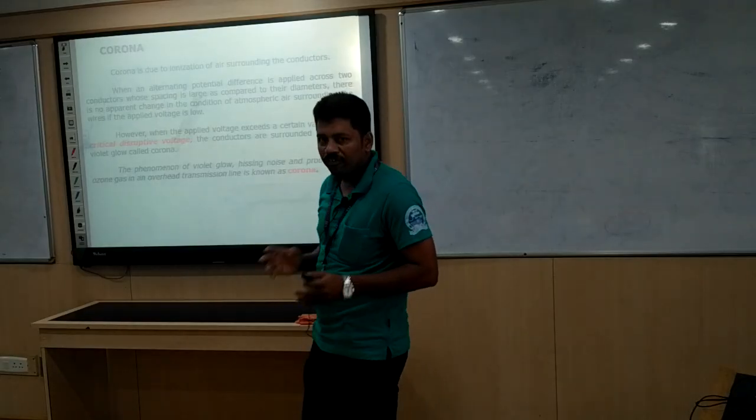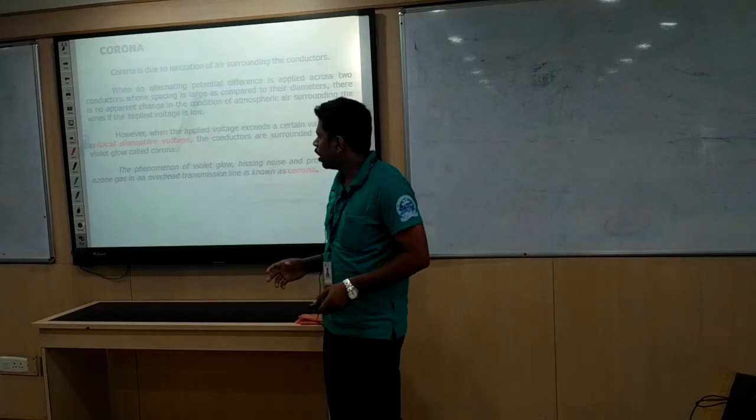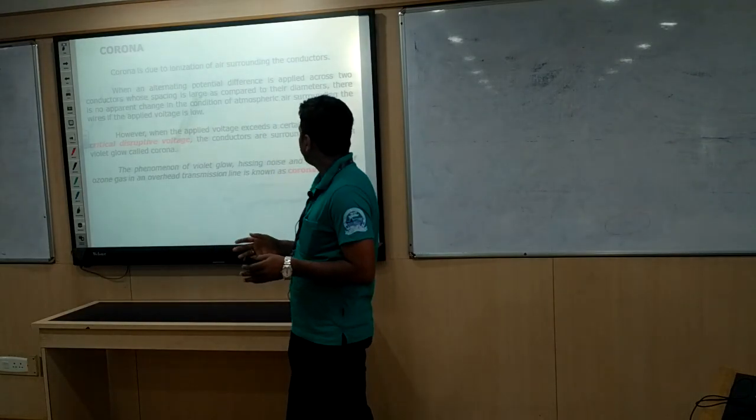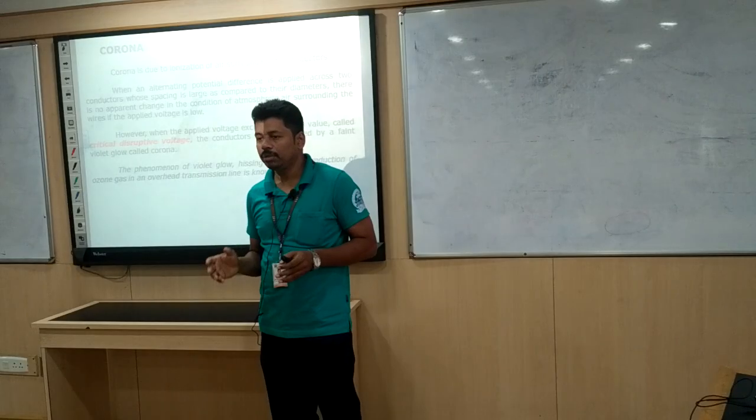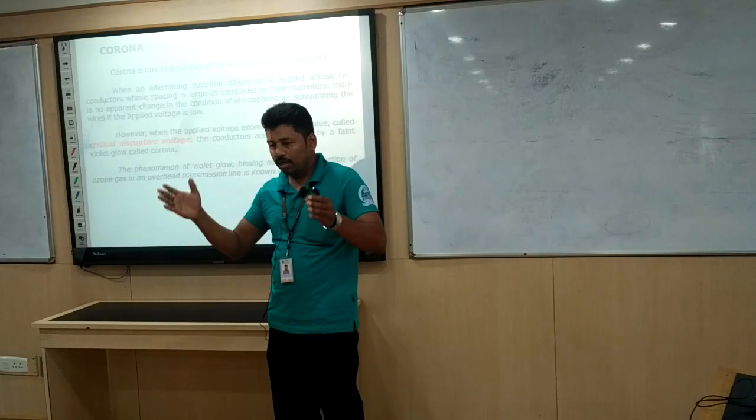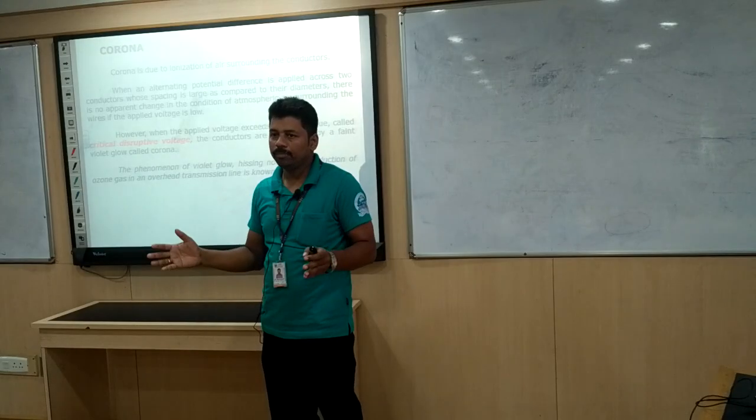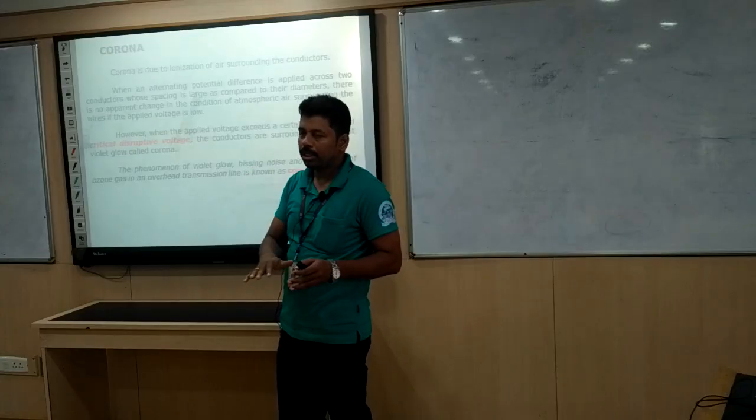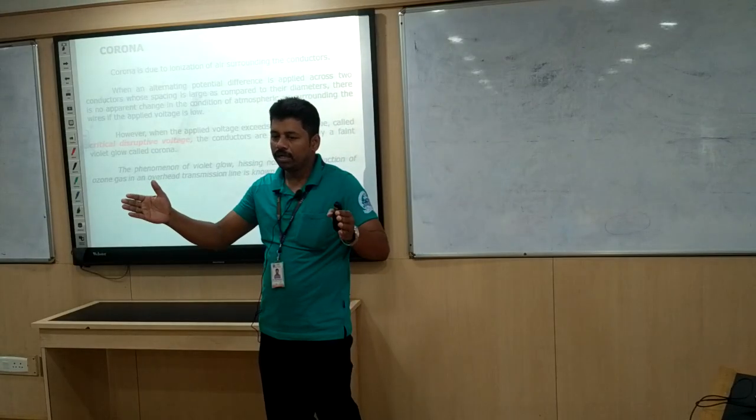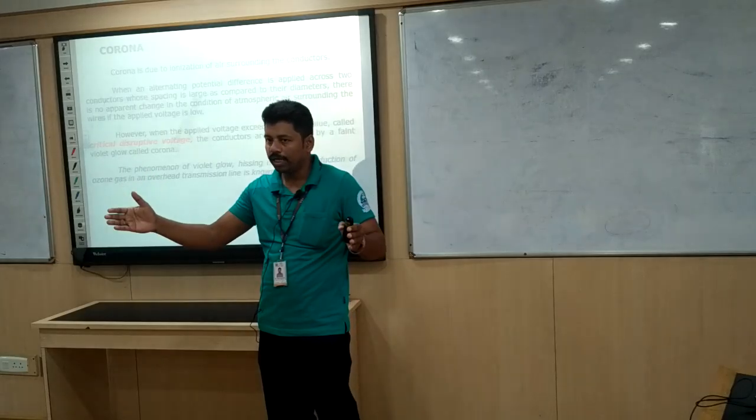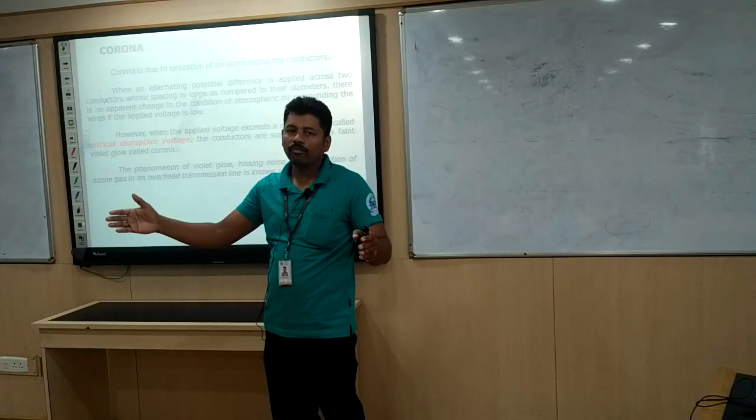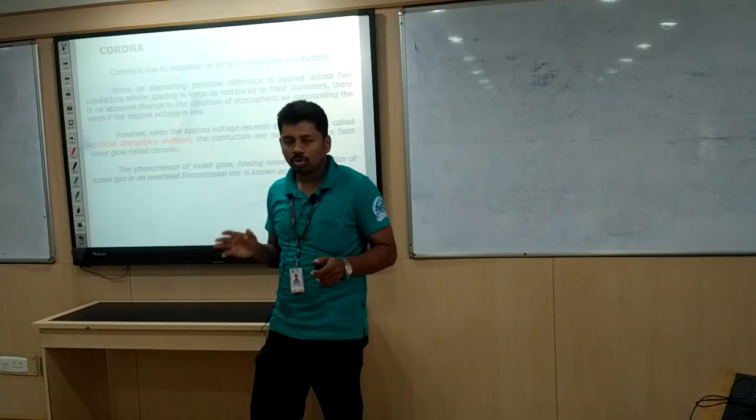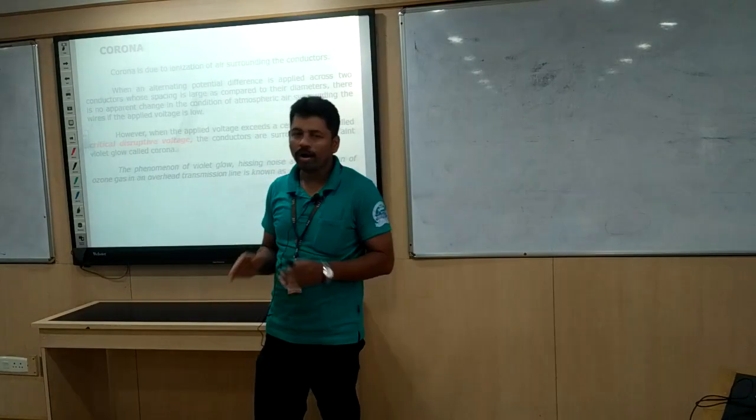An alternating potential difference is applied across two conductors whose spacing is large as compared to the diameter, and there is no apparent change. That means if there are two conductors operating at two different potentials, in between them air will act as the ionization medium. If the distance between the two conductors, the span distance D, is large compared to the diameter of the conductor, there is no apparent change in the conductor, and so there is no occurrence of corona.